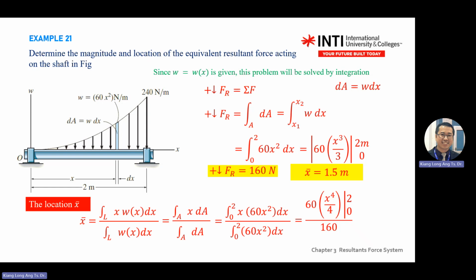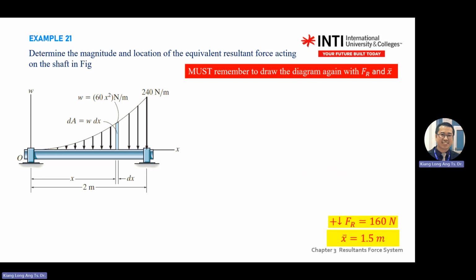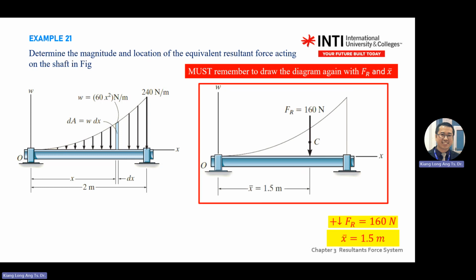once you find the two resultants, draw the resultant. Remember to draw the diagram again with where is the FR and FX. Copy the outer shape of the distributed load, like for this one, the almost triangle. Then put in the diagram where is your X bar, in your answer 1.5.